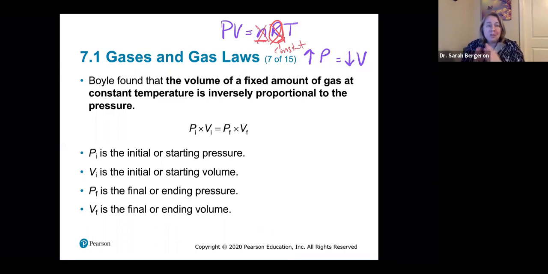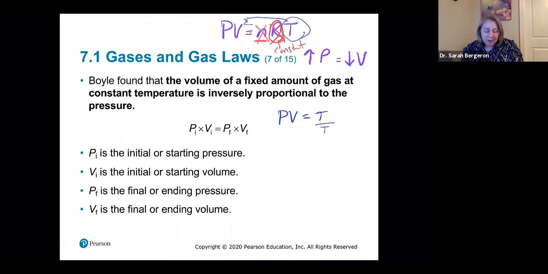So what you can do is compare the initial condition to the final condition. If we want to put all of one condition on one side of an equation, I'm going to have to take that T and move it over to the other side of the equation. How do I move it over to the other side of the equation, right? If I have PV equal to T, what's going to happen?